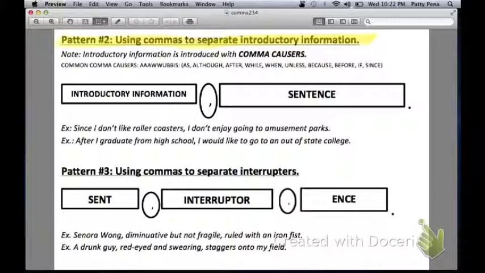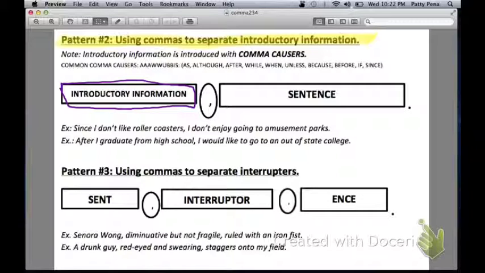So looking over here at our illustration of what this would look like at our graphic, the introductory information comes before, and this information is not a complete sentence. Otherwise, this would be two sentences just like yesterday, and then it would be a compound sentence. This introductory information is going to be a clause or a phrase. It's not going to be a complete sentence. It's going to be something that opens up the sentence but is not a complete sentence.